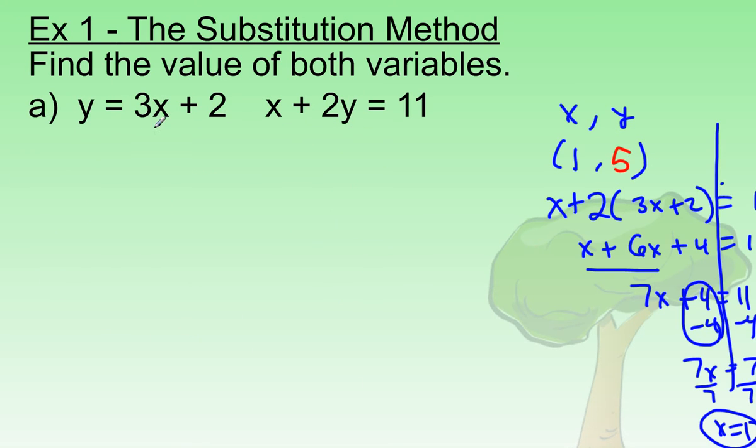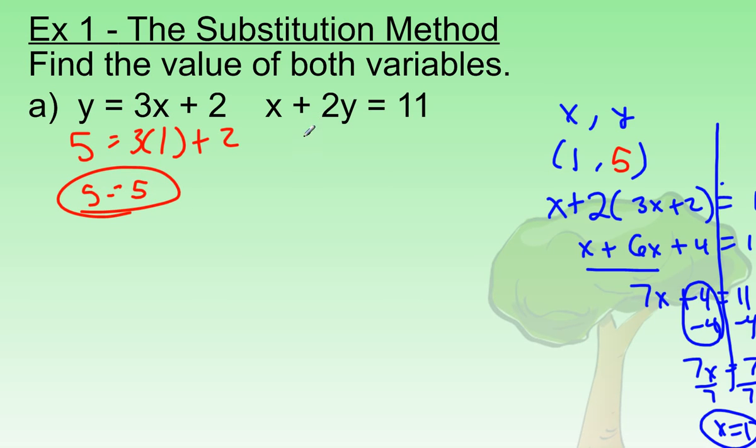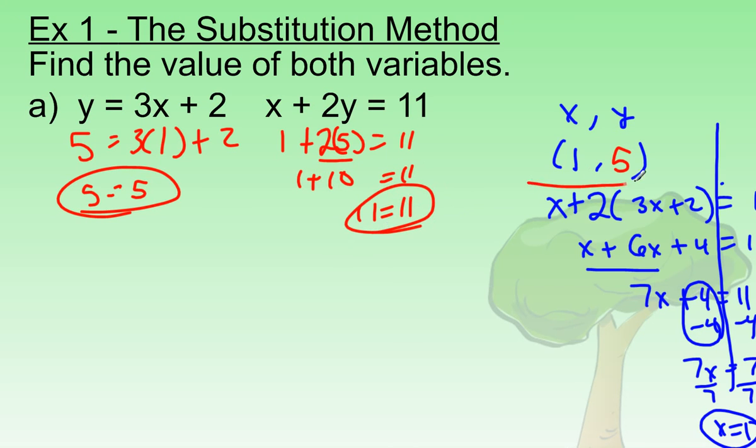If I would check this and plug in the 1 and the 5, we know it's going to work here because 3 times 1 plus 2 is 5. Yay! We probably know it's going to work here. Hopefully you have faith it's going to work. 1 plus 2 times 5: 2 times 5 is 10, plus 1 is 11. This is the solution. We did it by substituting in from one of our variables.